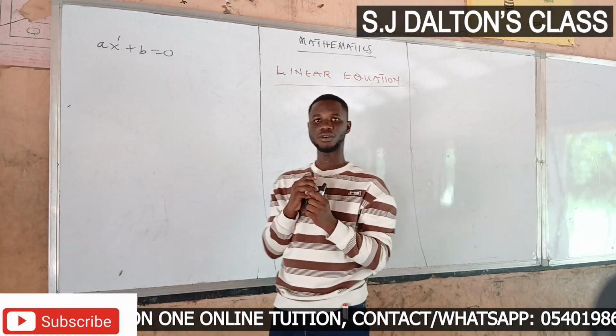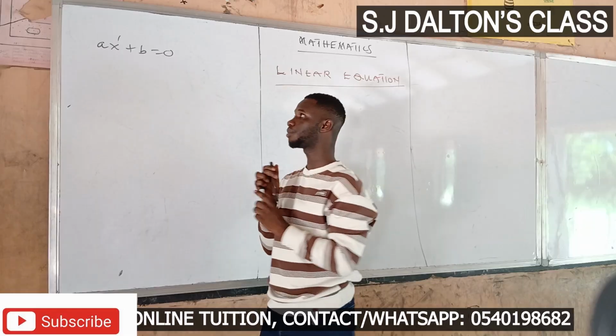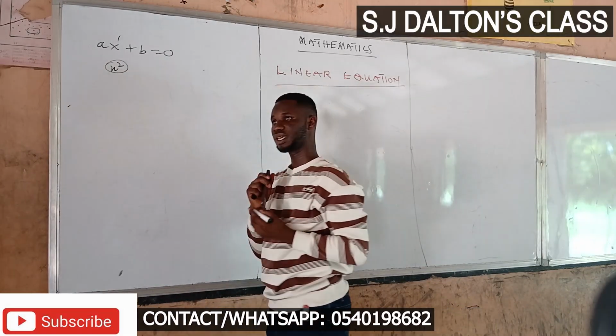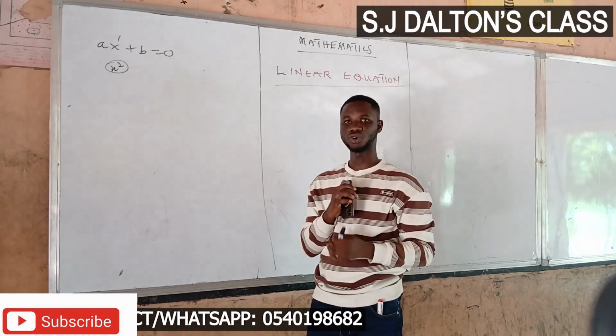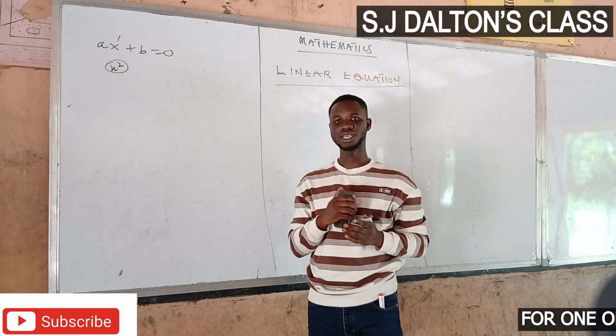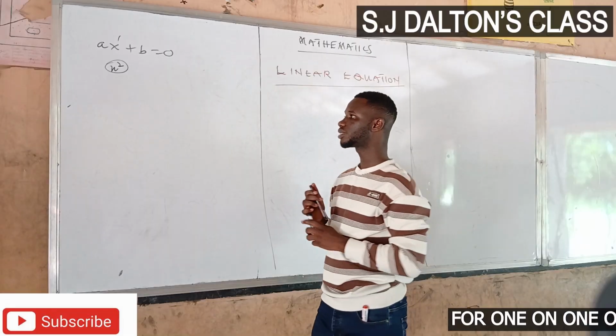If the highest power of x is 2, it becomes quadratic. If we have x squared, it means it is not linear. Now it is what? Quadratic. Good. So we have several forms of linear equations. So let's look at this.